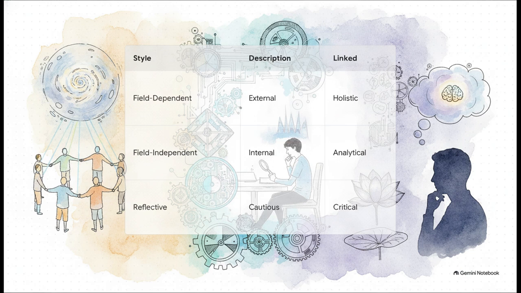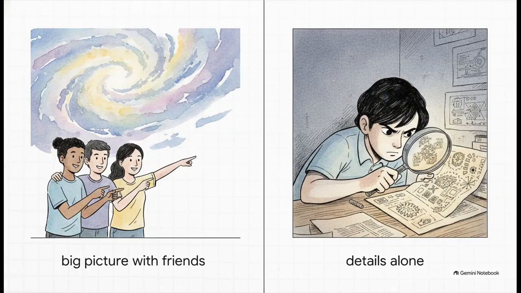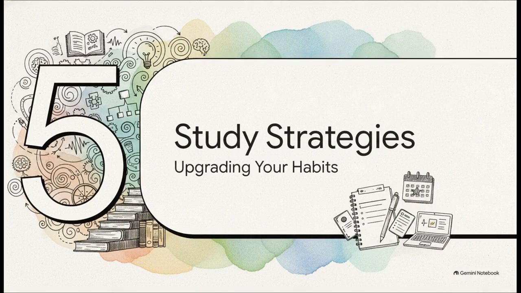This is the cautious, critical thinker who always takes a second to ponder abstract ideas before raising their hand in class. So the main idea is your personal cognitive style dictates whether you learn best by looking at the big picture with friends or focusing on tiny details all alone. All right, time for the most important part. Section 5, Practical Study Strategies and Upgrading Your Everyday Habits.